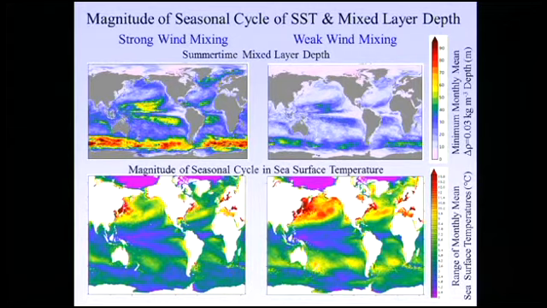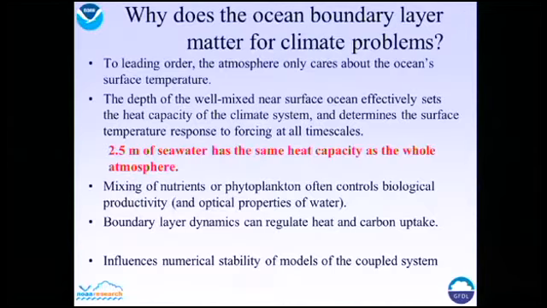And as a consequence, the magnitude of the seasonal cycle, which I'm measuring here by the range in monthly mean temperatures, so something very easy to measure observationally, is quite different between these two cases. And yet these differ only in one rather subtle aspect of the ocean's boundary layer dynamics. The depth of the mixed layer largely determines the heat capacity of the system on diurnal to seasonal timescales. And then on longer timescales, it's the interaction between the ocean's boundary layer and the interior that's important for the long-term storage of heat and carbon.